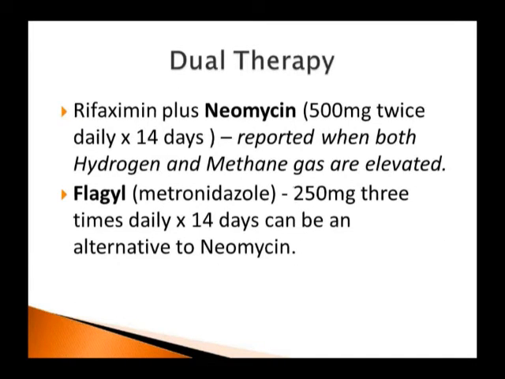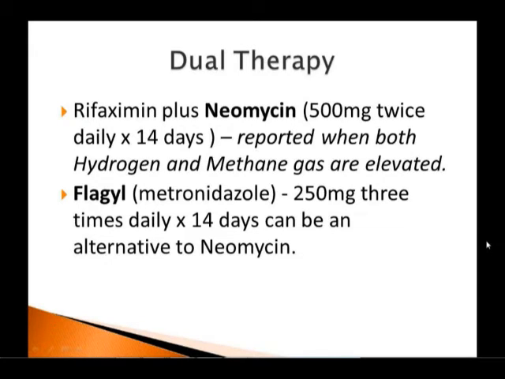If you've got a mixed pattern, hydrogen or methane, then oftentimes using a combination of rifaximin and either neomycin, at 500 milligrams twice daily for 14 days, or Flagyl, 250 milligrams 3 times a day for 14 days, can be useful. Now, if you ended up doing a stool test as well and found some kind of parasite, you might be able to kill 2 birds with 1 stone with something like the Flagyl.